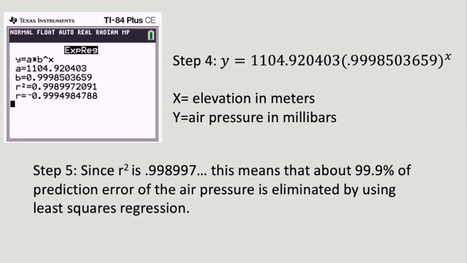Now, it says that r squared is 0.998997. That is super close to 100%. That is like almost perfect. So that tells us that we have eliminated about 99.9% of the prediction error of the air pressure. And that's by using the least squares regression method. So that is a really good model. The closer you are to 100%, the better the model is.